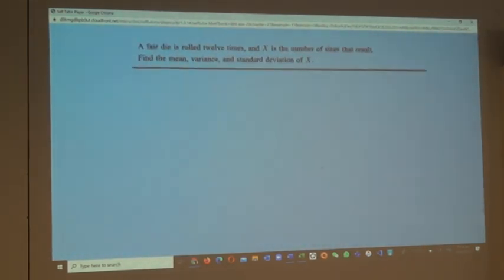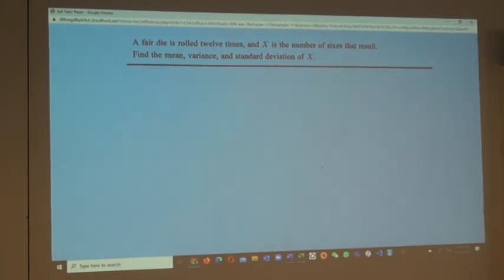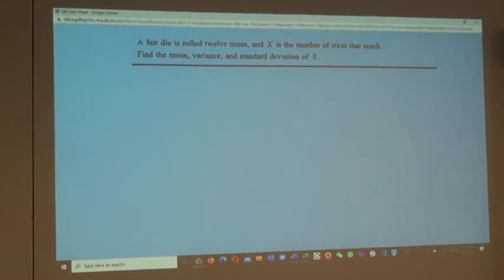In this example, the random variable x is the number of sixes that result when a die is rolled 12 times. Assuming the trials are independent and the die is fair, each outcome will have the same probability, 1/6. We conclude that x has a binomial distribution with n equals 12 and p equals 1/6.